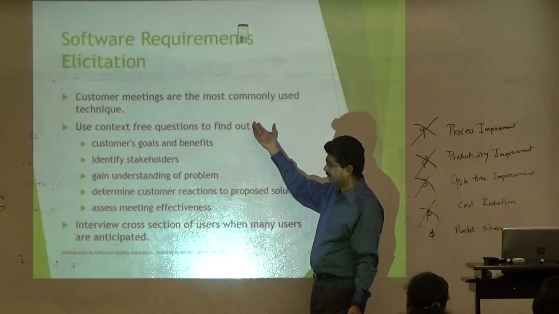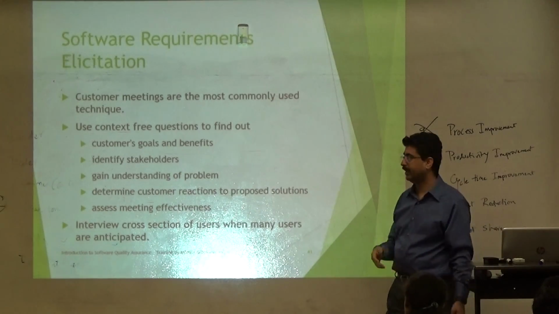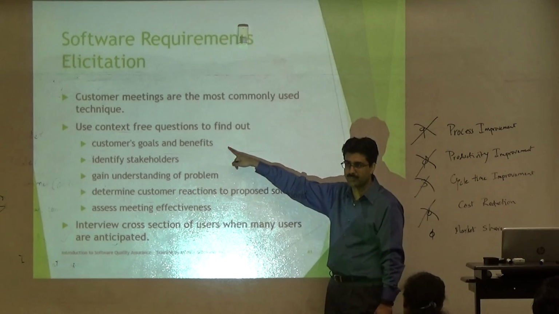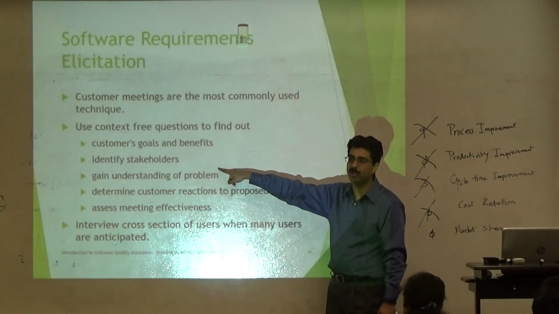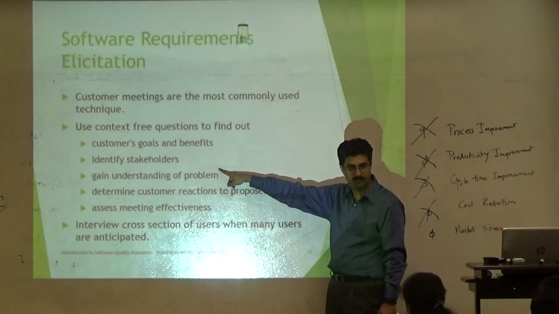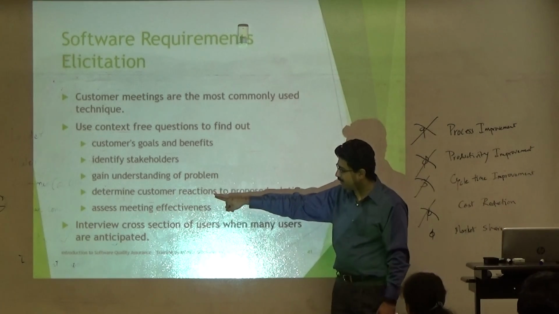Some of the things you do are set up context-free questions. Identify with the customer what they are trying to achieve from the system. What are your goals and benefits? We did the exercise to identify who all the players and stakeholders are. Then you want to talk to each of the stakeholders and ask, from your point of view, what exactly you are expecting from the system and how you are expecting to use it. So you want to get a good understanding of the problem.